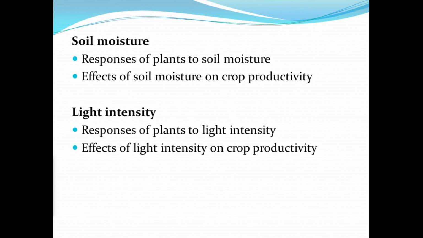Excessive light intensity can scorch the leaves and reduce chlorophyll content. This reduces the rate of light absorption and rate of photosynthesis. Excess light intensity is associated with an increase in the temperature of the leaves, which in turn induces rapid transpiration and water loss. All these reduce crop productivity.